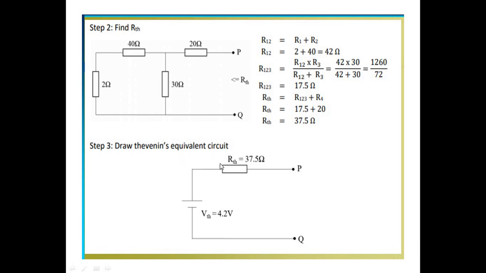Then next, draw the equivalent circuit. First of all, we have the Thevenin's voltage 4.2 volt and R Thevenin is equal to 37.5 ohm. In between the P and Q is the open terminal.